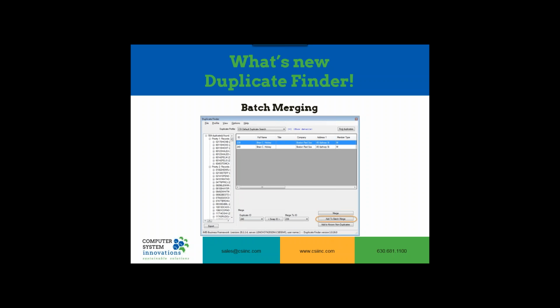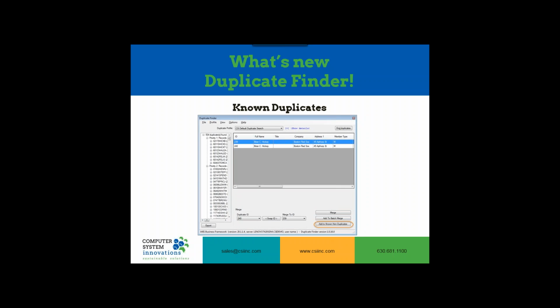So, wow, I've got a lot of work to do. I'm just going to keep making a batch. I don't want to wait for the merge to occur. And then, of course, the add to known duplicates. In this case, Brian Hickey is a known duplicate. I want to keep it that way. Don't bring this up anymore.